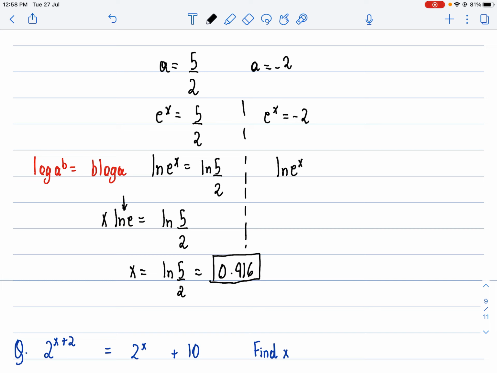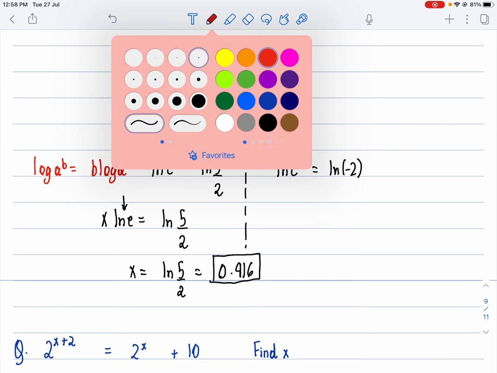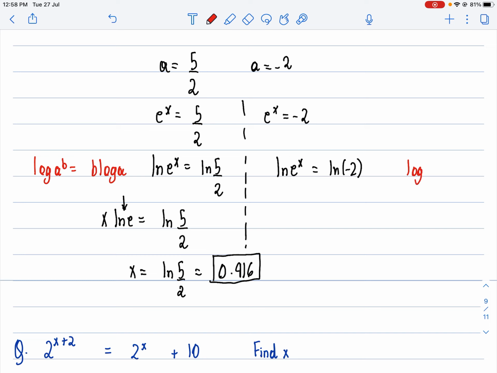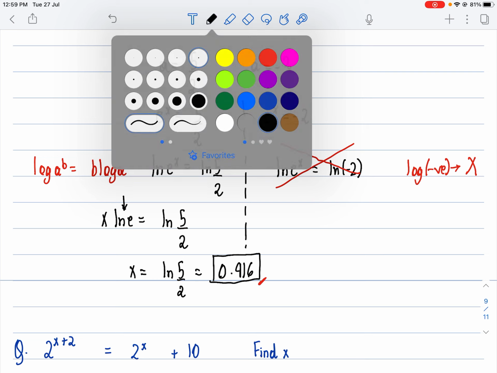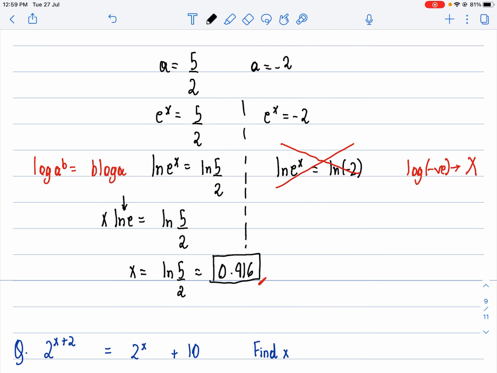Now the other possibility which we have here, we again do ln on both sides. So I get ln e raised to x equals ln of -2. But I have mentioned the property that a log or ln of a negative number is never possible. That means this possibility of getting x is eliminated, and the only answer I get is 0.916.